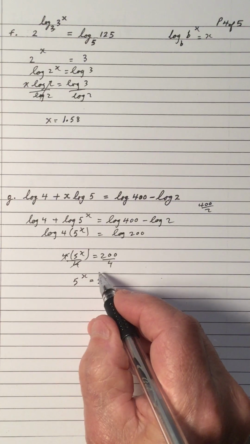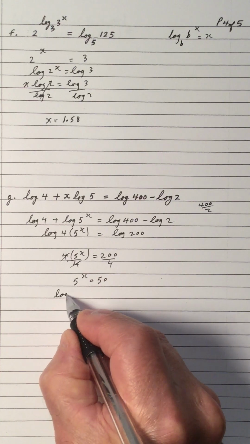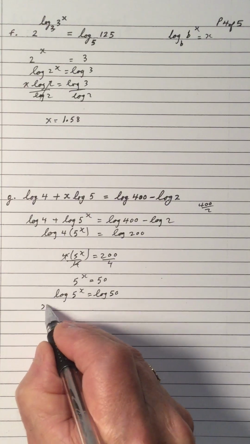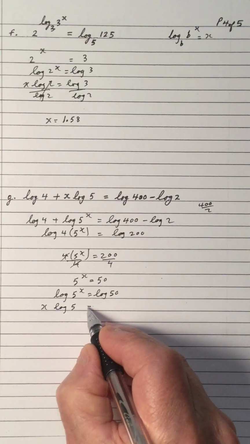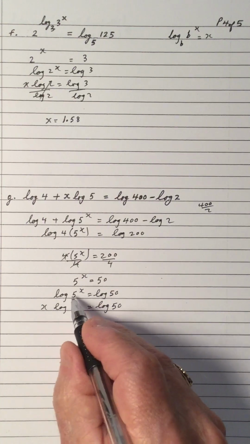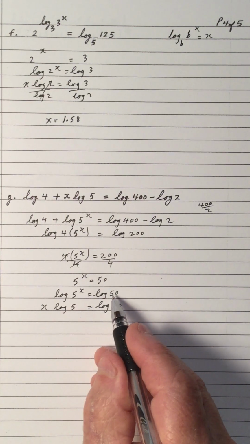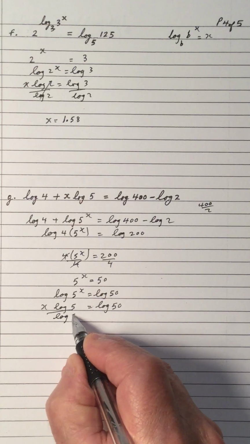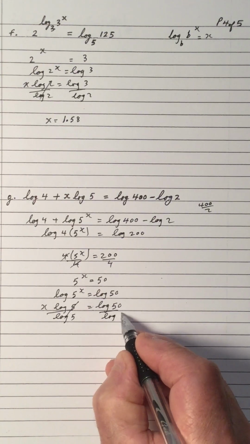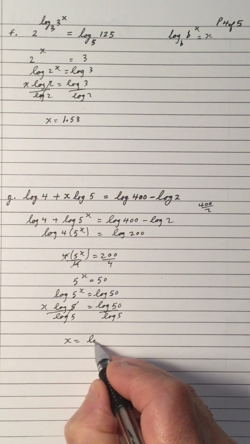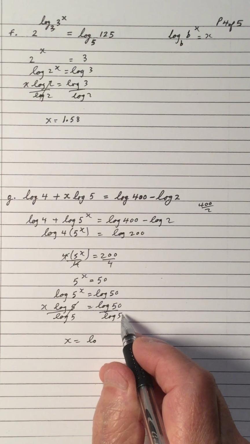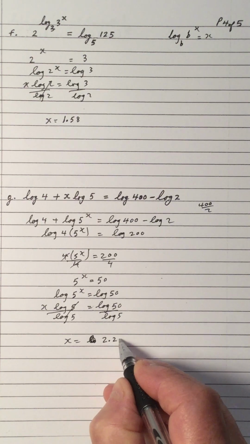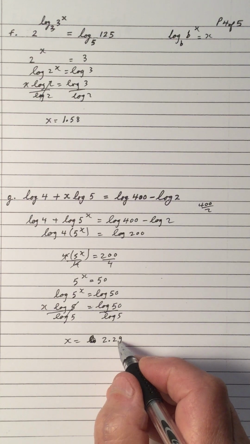Now we have x as an exponent, so we do the log of each side. The reason is to bring the x down in front. So by doing the log of each side, we get the log of 5 to the x equals log of 50. So x times log 5 equals log 50. Divide by log 5. Cancels. So x is equal to the log of 50 divided by the log of 5. And we work that out. That's just a 2.29. Check it out. And I'm rounding it off to the nearest hundredth.